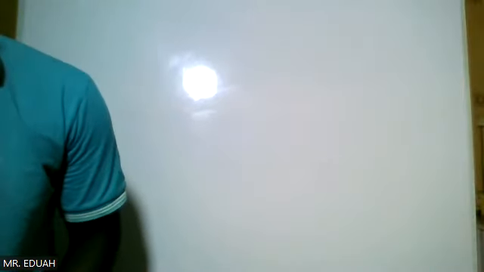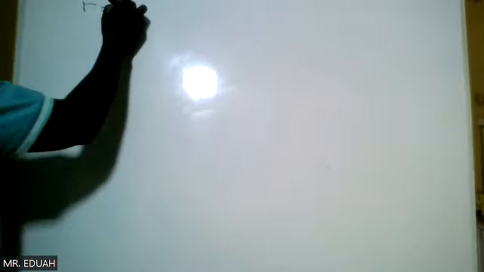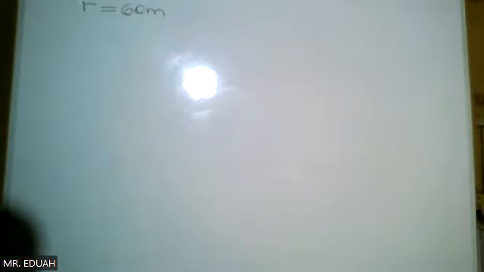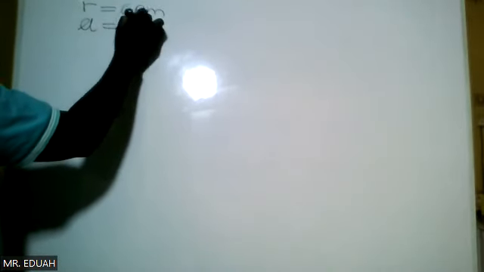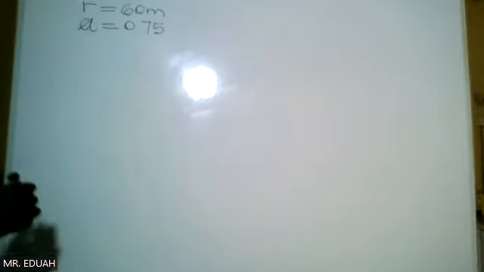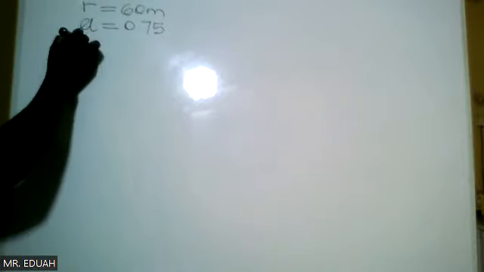For the unbanked road, we are told that the radius is 60 meters. The maximum speed, that's what we are looking for, if the coefficient of static friction is 0.75. So we are looking for V.